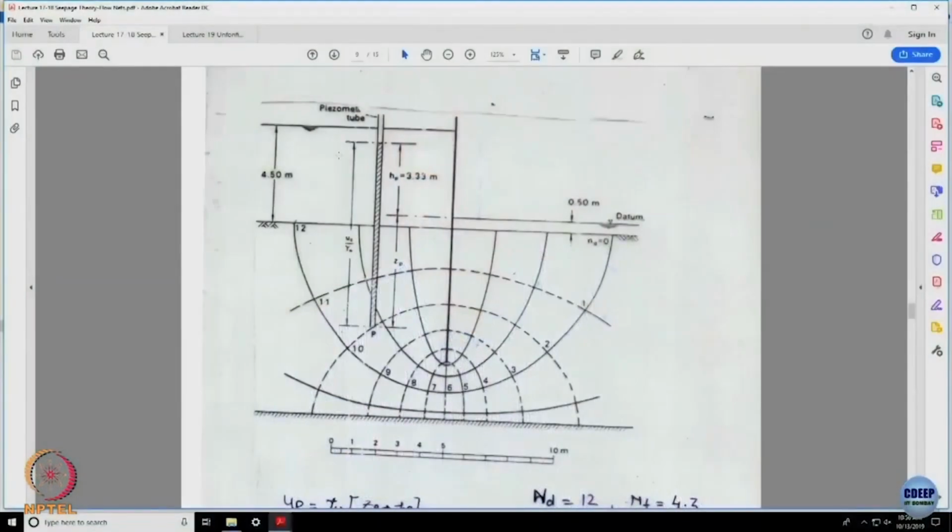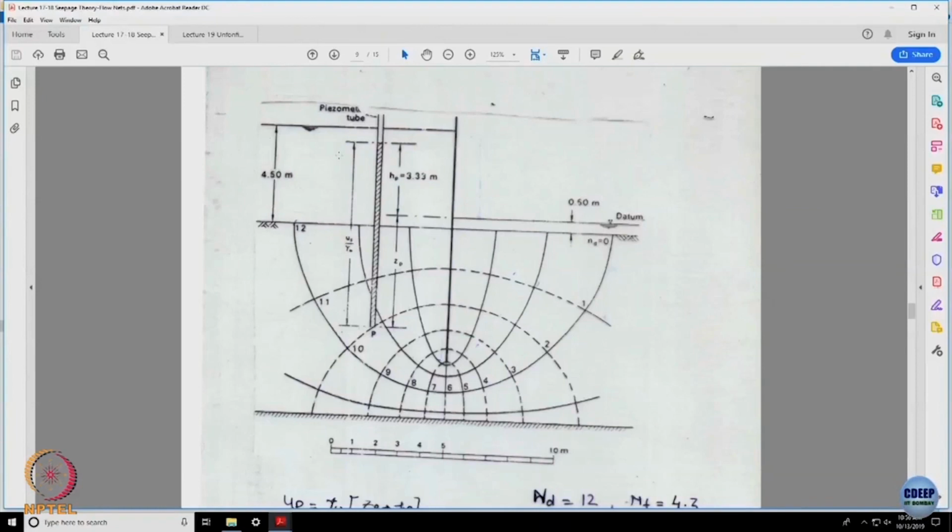There is another class of problem which normally is discussed in the realm of seepage analysis, and that is what is depicted over here. So, there is a sheet pile which is retaining a certain height of water, 4.5 meter, and there is a tail water or the downstream water, and the datum has been considered over here with 0.5, and I am interested in finding out what is the pore pressure at a given point in the porous media.